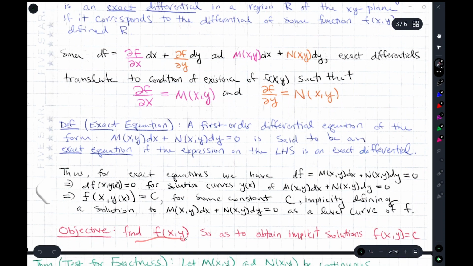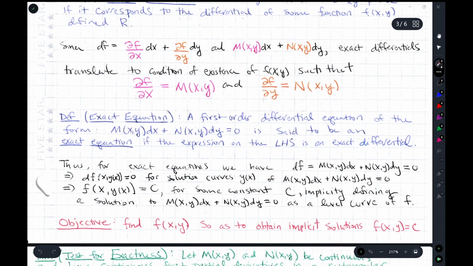Our objective in this section is to find f(x,y) so as to obtain the implicit solutions, okay? It's a little bit weird, like I said before, because we're solving for a function of two variables. We're not solving for y directly. But the level curves of that function of two variables will give us the solutions implicitly.